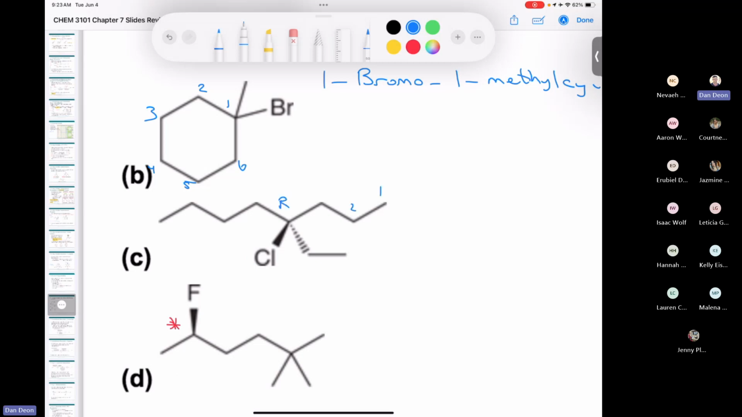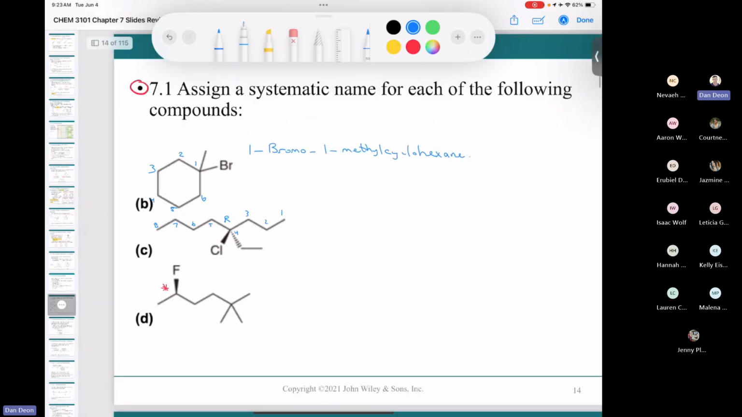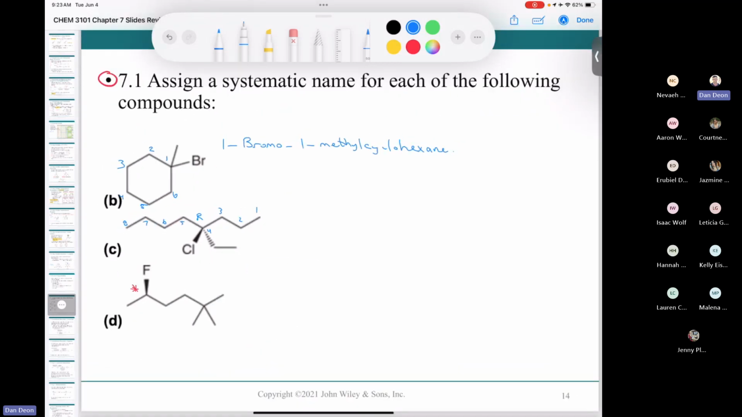We have 1, 2, 3, 4, 5, 6, 7, 8 carbons in the longest chain. So this is some kind of octane. So we have a 4-chloro and a 4-ethyl. The chloro will come first because C comes before E in the alphabet. So this would be R-4-chloro-4-ethyloctane.